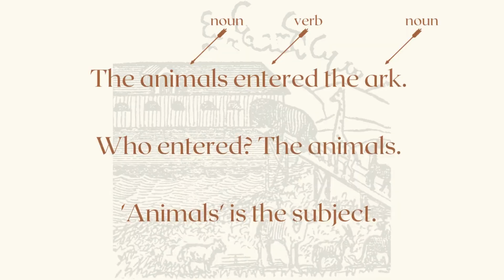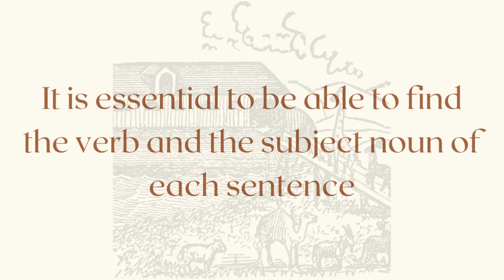Here's one with two nouns. The animals entered the ark. We use the same process to find the subject. The verb is entered. We ask the question, who or what entered? The answer is, the animals entered. Therefore, animals is the subject. I must remind you that it's absolutely essential that you're able to identify the verb and the subject noun in a sentence before you begin to translate from Latin to English.